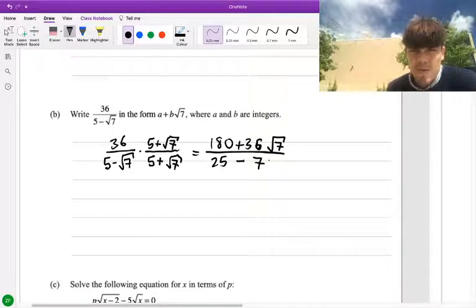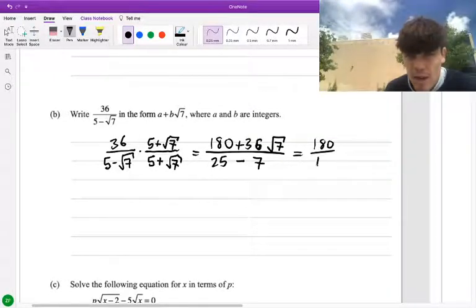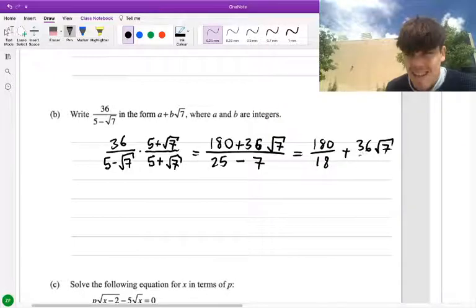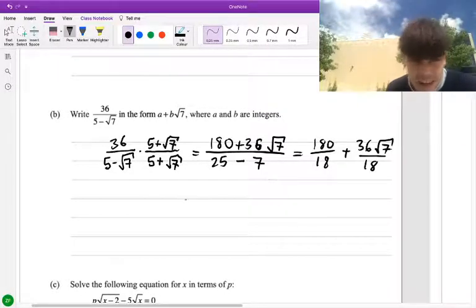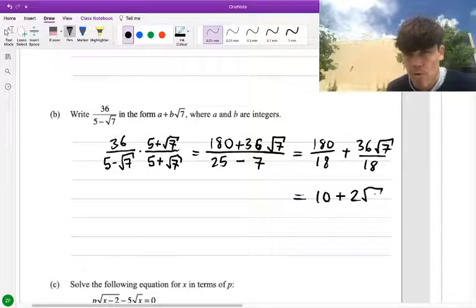Okay, so then 25 minus 7 is 18, which is a very convenient number. So let's split this up. It's going to be 180 over 18 plus 36 root 7 over 18. Now those are convenient numbers because 180 divided by 18 is going to get me 10. And then 36 over 18 is going to get me 2. So that just becomes 2 root 7.